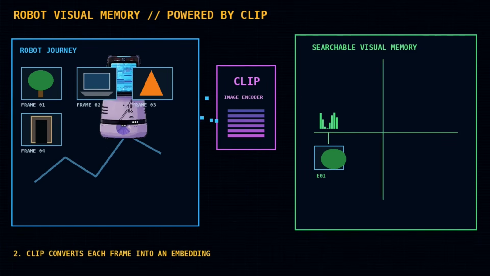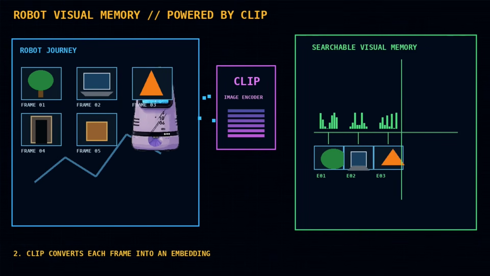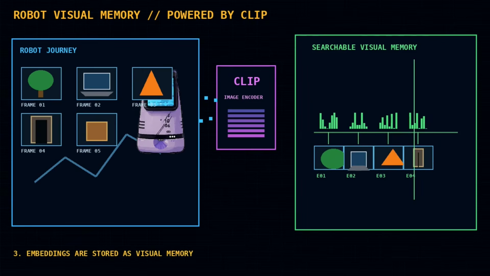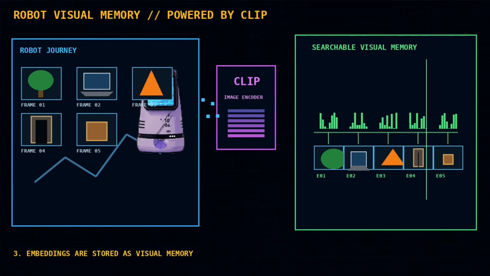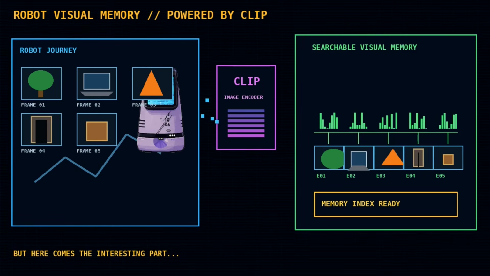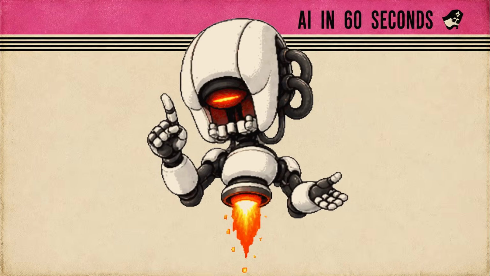So, imagine a robot records its journey. CLIP converts every frame it sees into one of these embeddings, creating a searchable visual memory of everything the robot experienced. But here comes the interesting part.